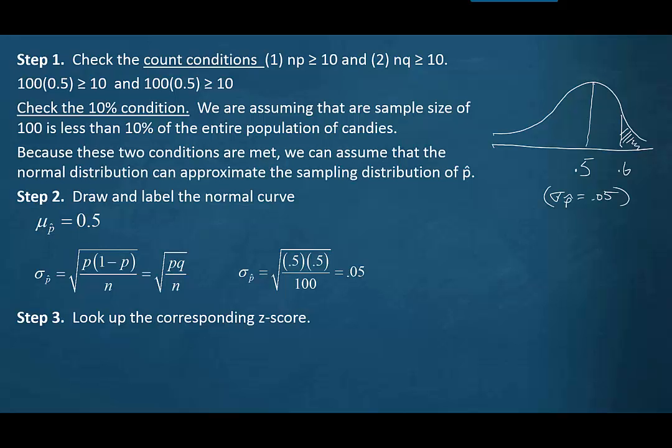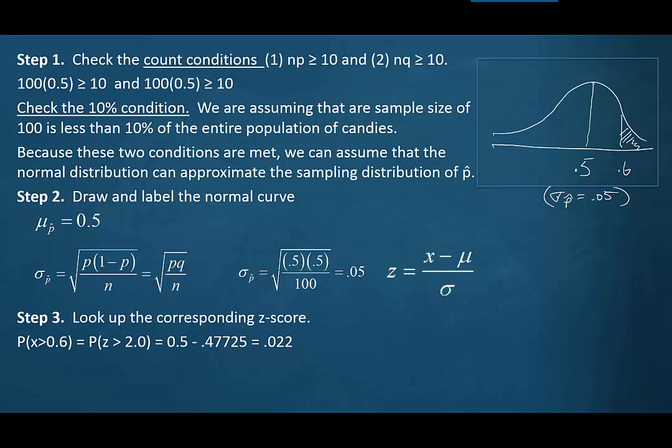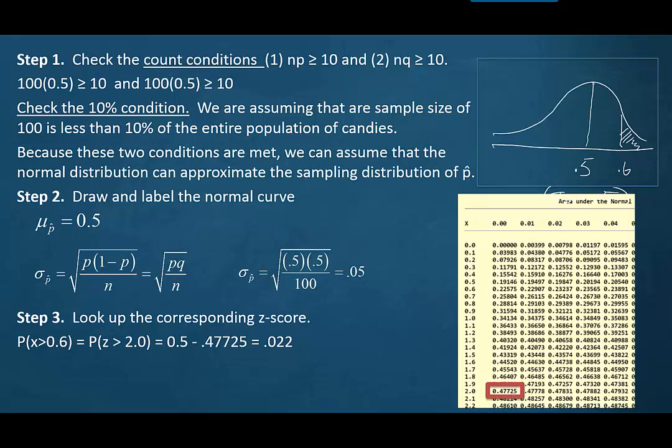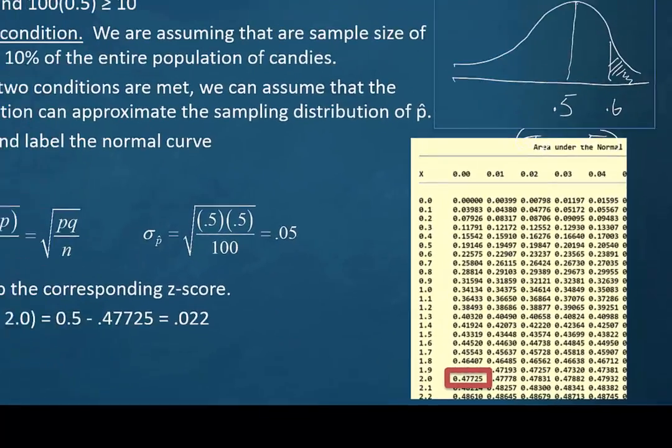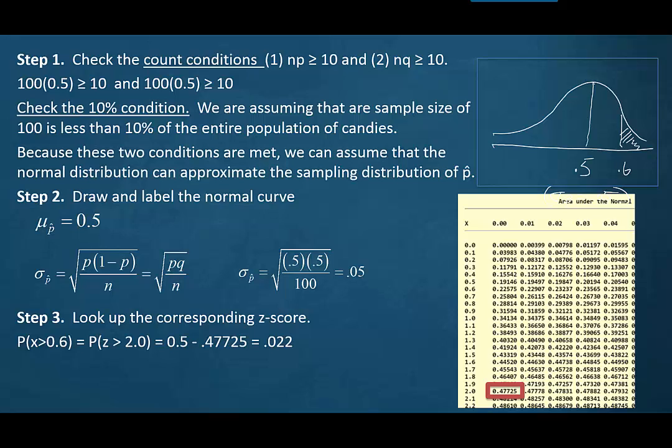Okay, step 3, look up the corresponding z-score. We're looking for 0.6, so we convert that to a z-score. We're looking for where z is greater than 2. Again, we're looking for this value right here, so we look up 2.0. We subtract this 0.47725 from 0.5 to get 0.022. So yes, this would be surprising. Our threshold, again, is 0.05, somewhat arbitrarily set, so it would be considered unusual.